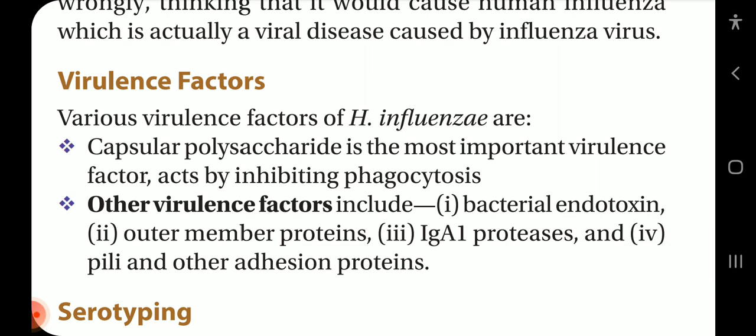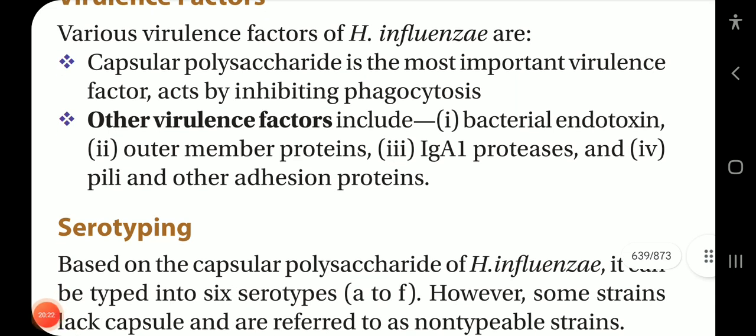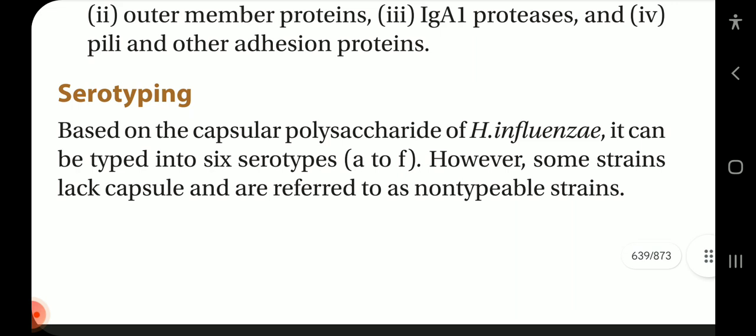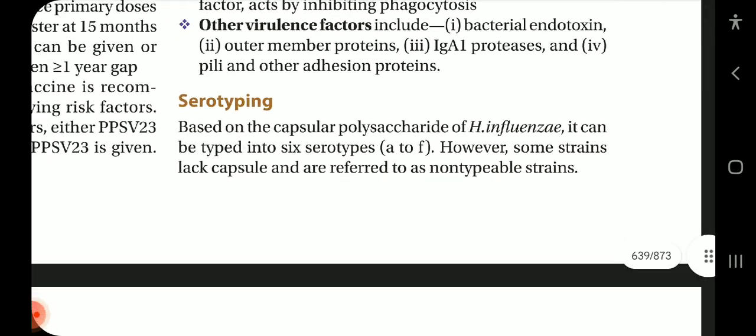Virulence factors of Haemophilus influenzae: the capsular polysaccharide is the most important virulence factor, acting by inhibiting phagocytosis. Other virulence factors include bacterial endotoxin, other membrane proteins, IgA1 proteases, and pili and other adhesion proteins. Serotyping: based on the capsular polysaccharide, Haemophilus influenzae can be typed into 6 serotypes. However, some strains lack a capsule and are referred to as non-typable strains.